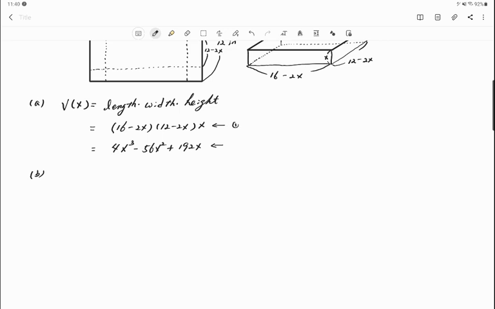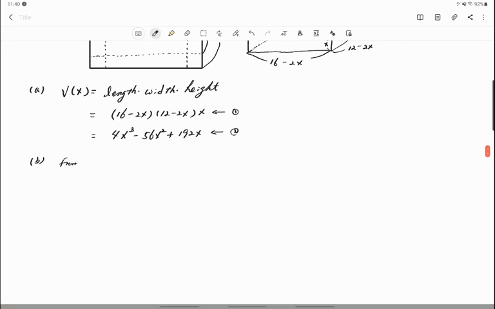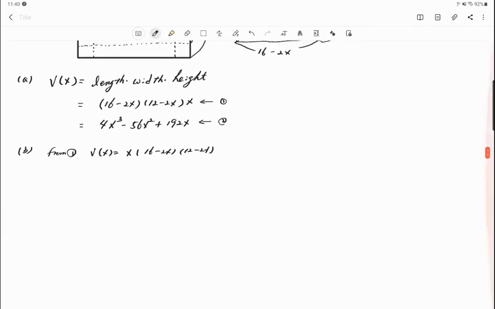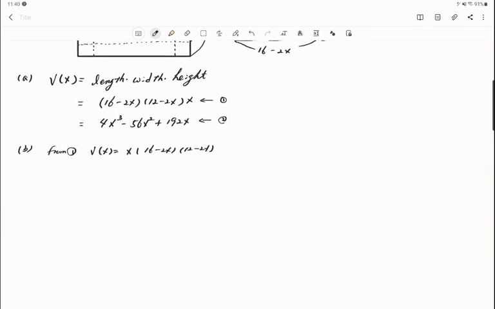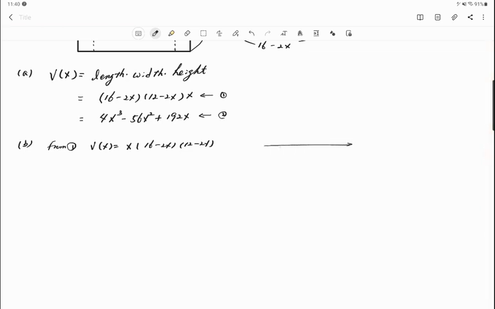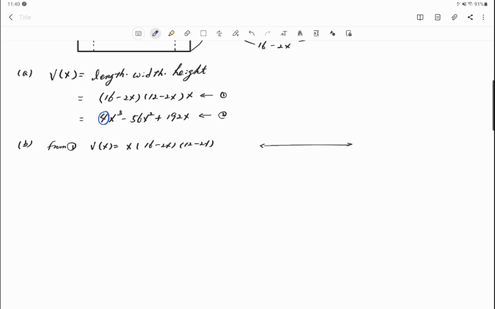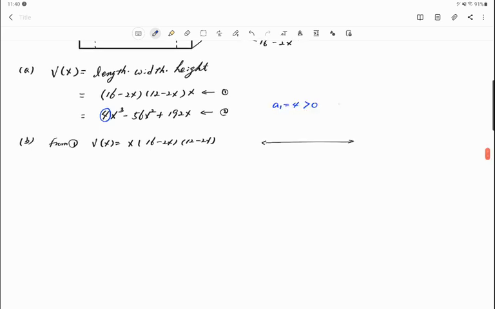Let's use the first equation. From equation 1, the volume is x times 16 minus 2x, times 12 minus 2x, right? Let's check the graph, how it looks. What's the leading coefficient? The leading coefficient, which is 4, is greater than 0. So the right end is up, right? And what's the degree? The degree is odd, so the ends go in opposite directions.